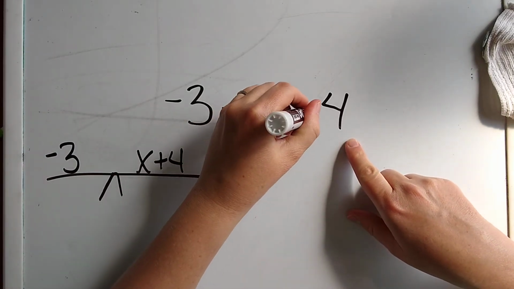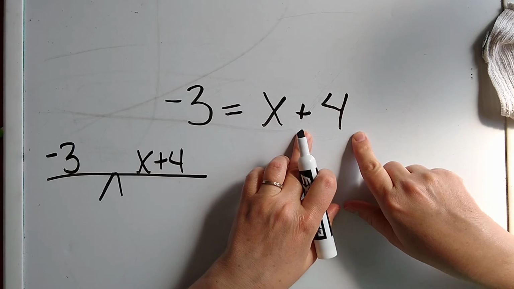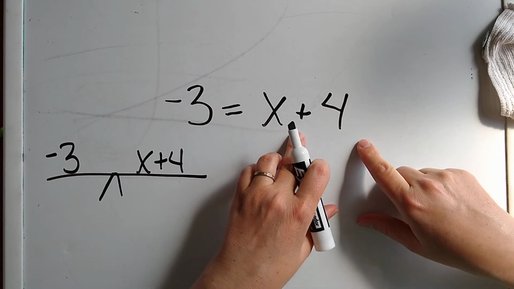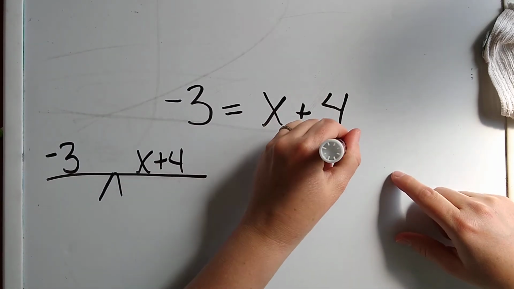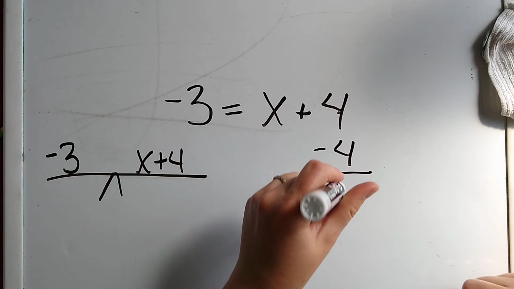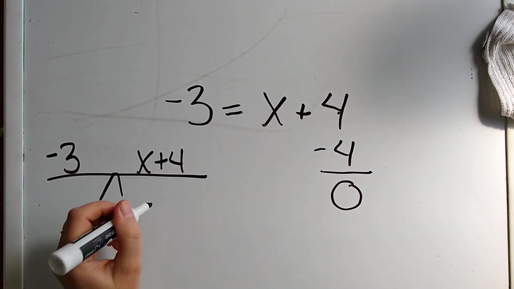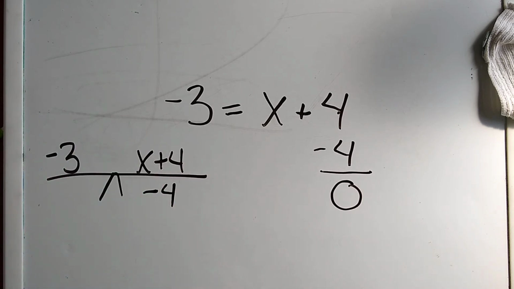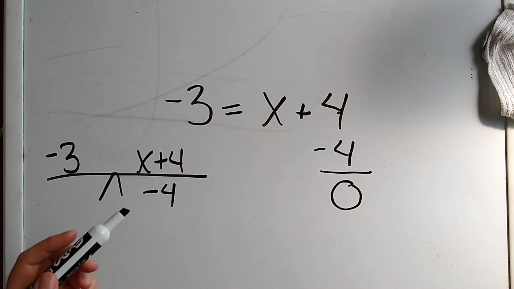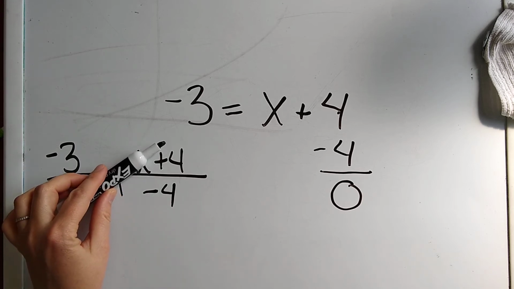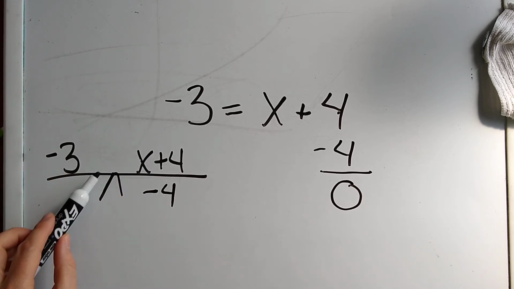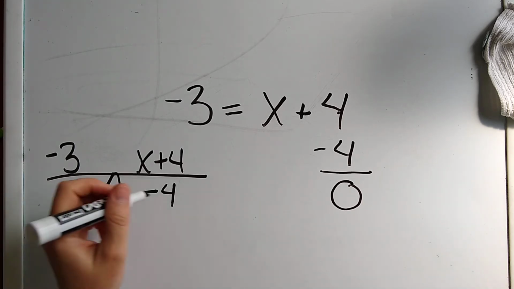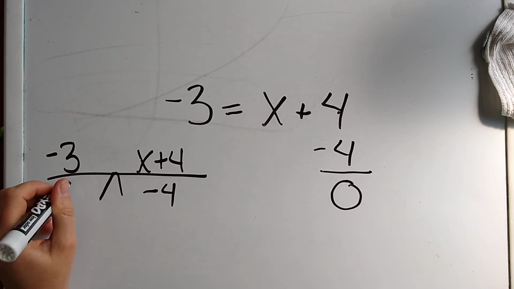I have addition here. I need this to go to 0 because I need the x all by itself. To make this go to 0, I am going to subtract 4 because 4 minus 4 is 0. So here I am. I've subtracted 4 from this side of the equation. That throws me out of balance. Now I'm something like this. This side is heavier, sort of. Let's not get into that. But I need to subtract 4 from this side.